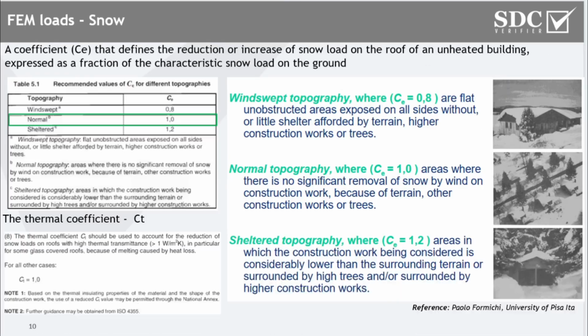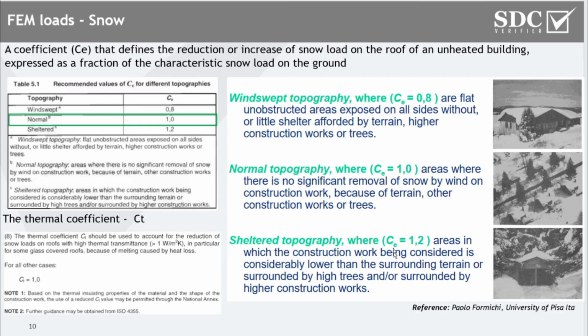The next coefficient which should be selected is the topography factor, and it is based on the location. We can consider three cases: the wind-swept topography, the normal topography, and the sheltered topography. For all of them, we have different factors. And right now we are going to use the normal topography in this calculation.